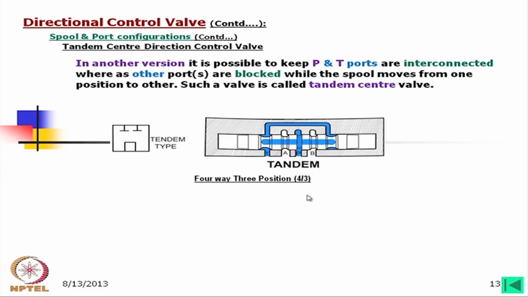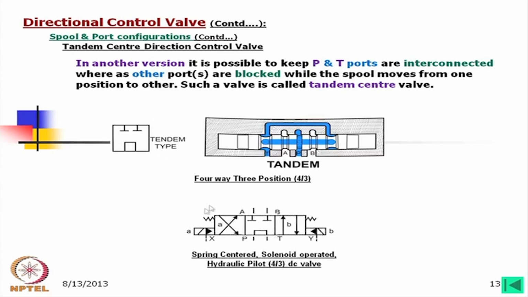This means that while this is in the neutral position, A and B ports are completely detached from the pressure side, whereas the oil through these holes can go to the inside of the spool and then go out to the drain side. Okay. And symbolically it is presented by this. Here again I have presented the same valve with the solenoid drive, and it is also spring centered.